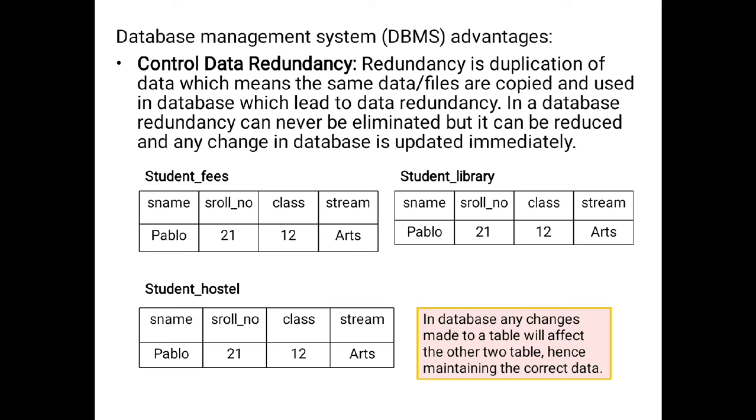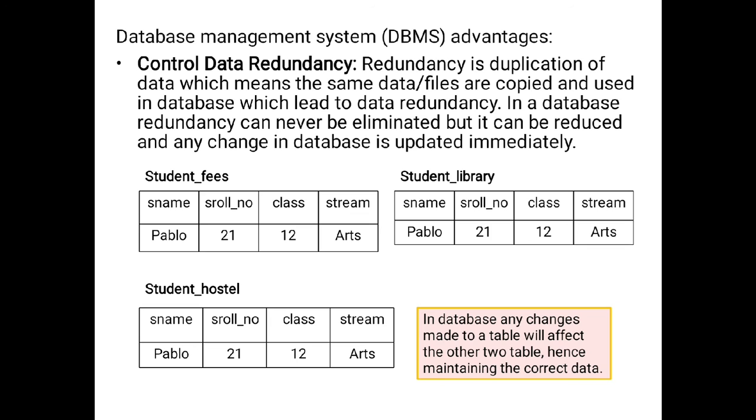So when the student pays the fees, the data is maintained here. Another table is for the student library, to manage the student library details. Again, one for the hostel: if the student stays in the hostel, the hostel table is maintained to keep an account of the student. So in a database, any changes made to a table will affect the other two tables, hence maintaining the correct data.